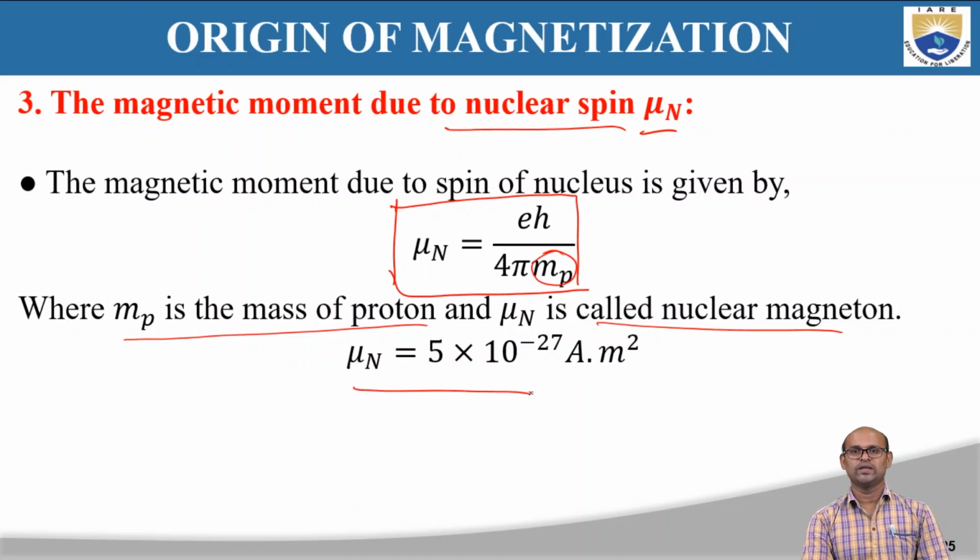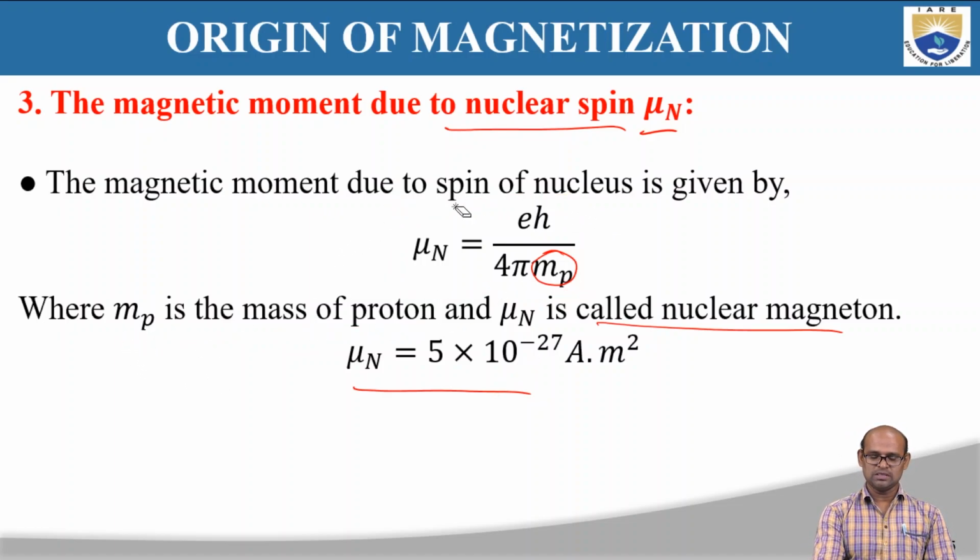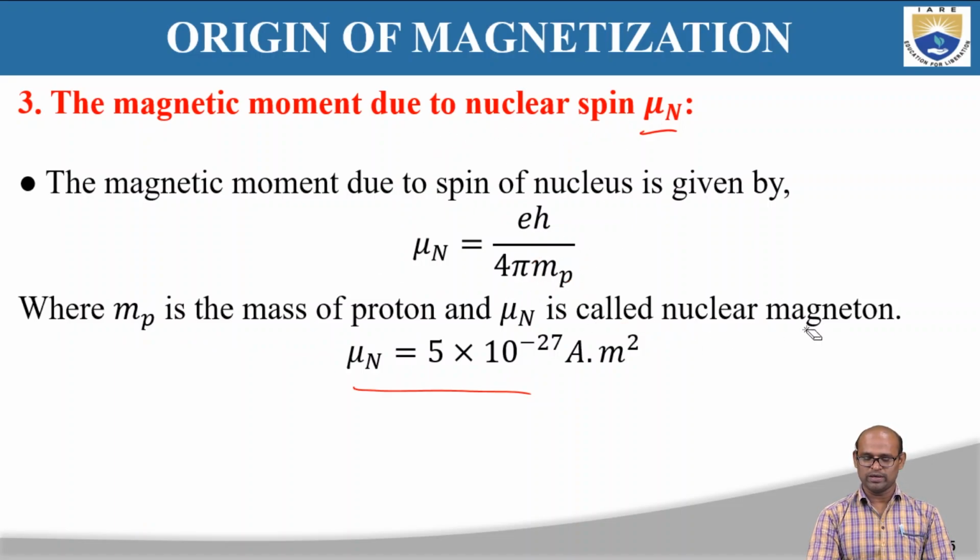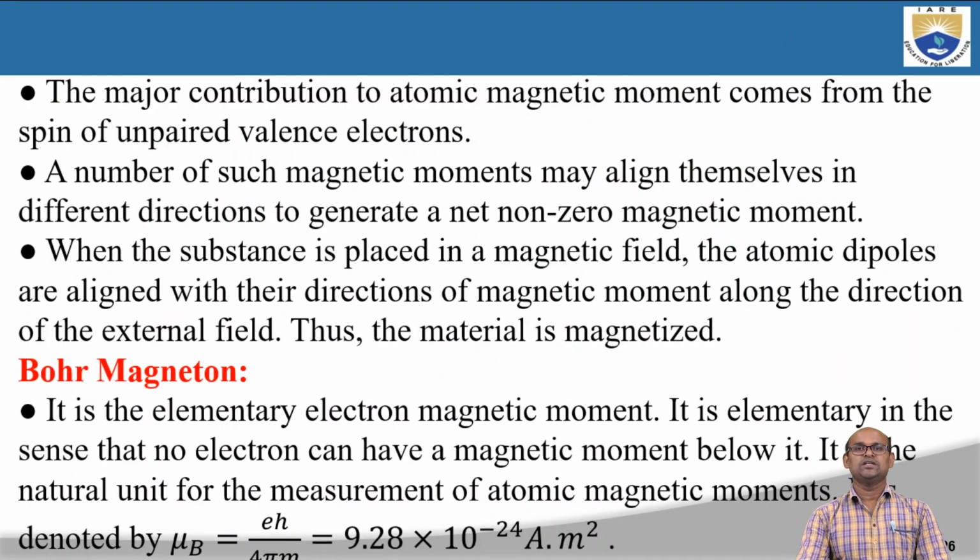And the value of mu N is 5 into 10 power minus 27 ampere meter square. And we know that the magnetic dipole moment coming from nuclear spin is very, very small. So the major contribution to atomic dipole magnetic moments comes from the spin of unpaired valence electrons. That is what we have discussed. And a number of such magnetic moments may align themselves in different directions to generate a net non-zero magnetic moment.